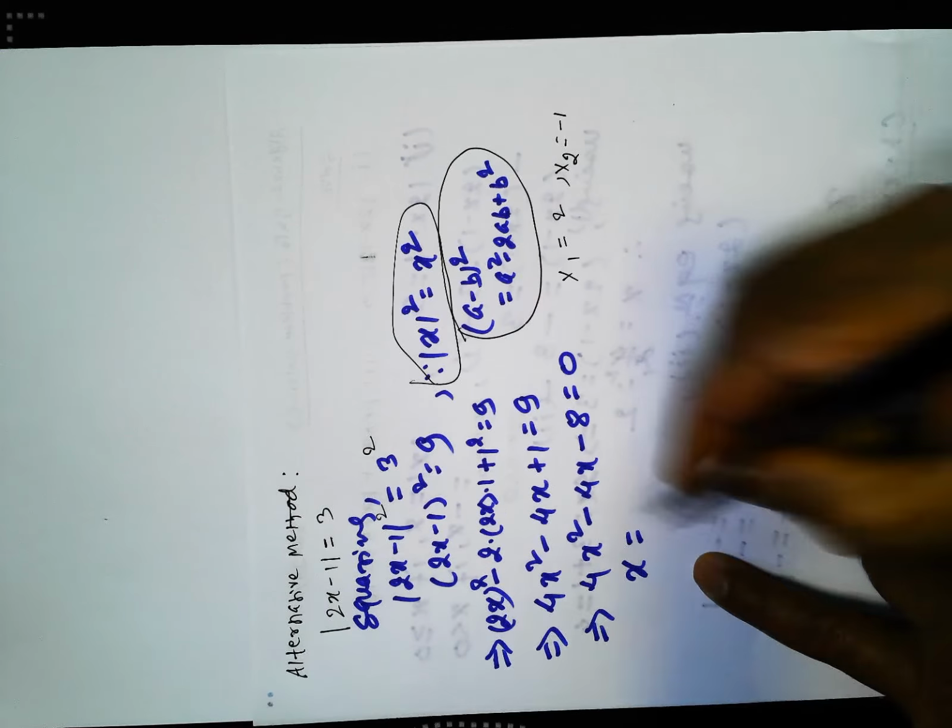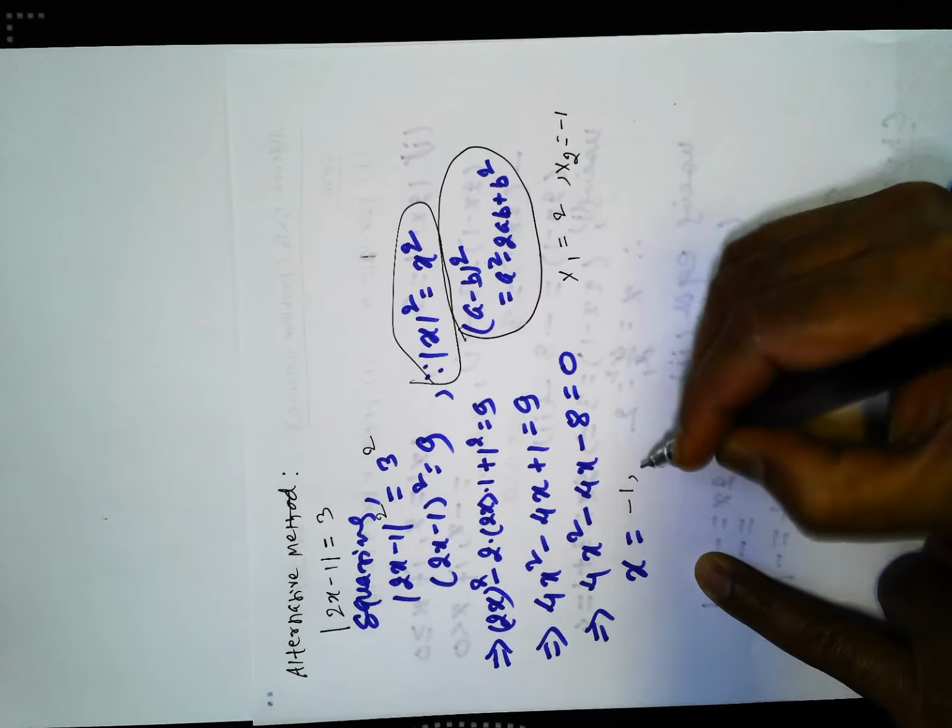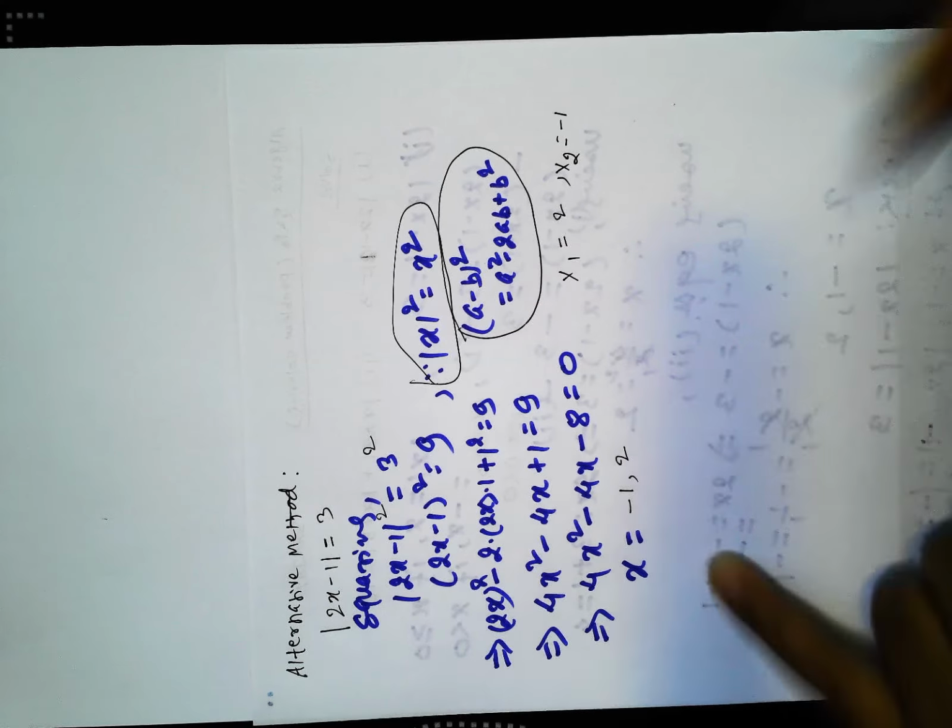So one value of x is minus 1 and another value of x is 2. Let's check back whether or not we have the same answer.